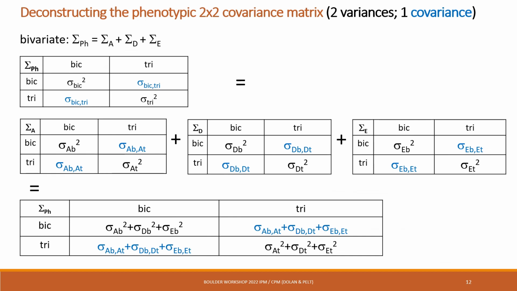The covariance matrix shown here top left, sigma P, is going to be decomposed into uppercase sigma A, uppercase sigma D, and uppercase sigma E. And that's what this slide shows you, the decomposition of the phenotypic 2x2 covariance matrix into its 3 parts. And then at the bottom is the result of the sum. When you apply element by element matrix addition, you get the model for the phenotypic covariance matrix.